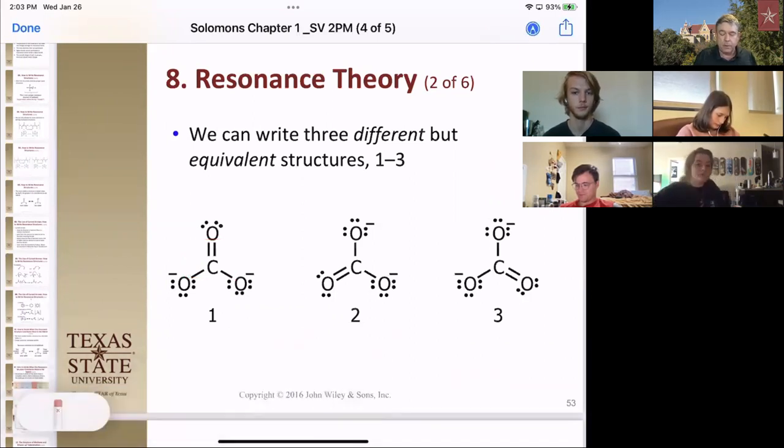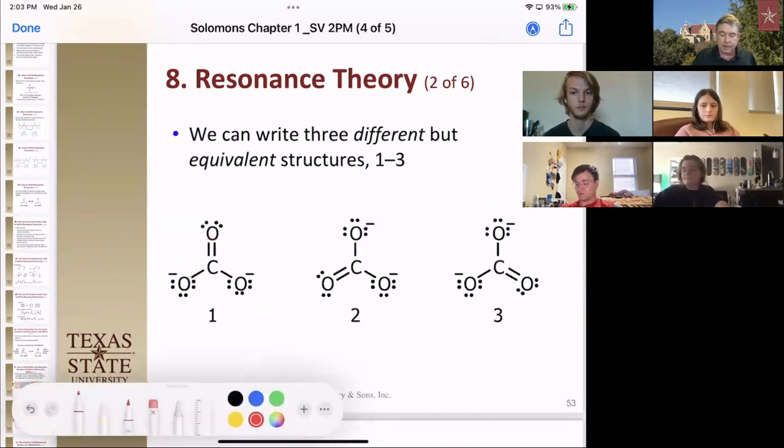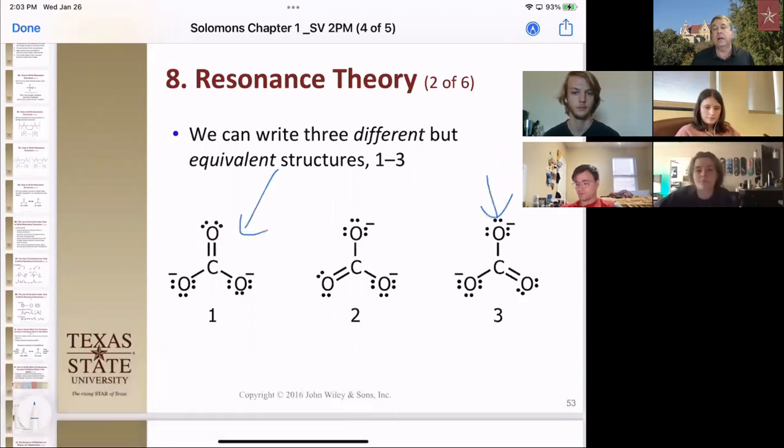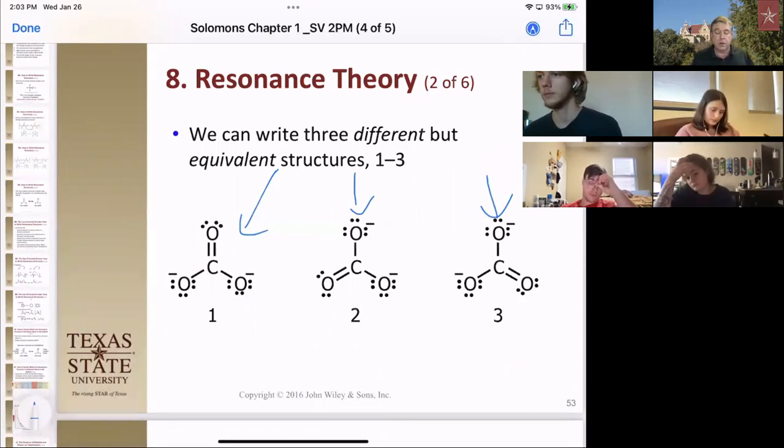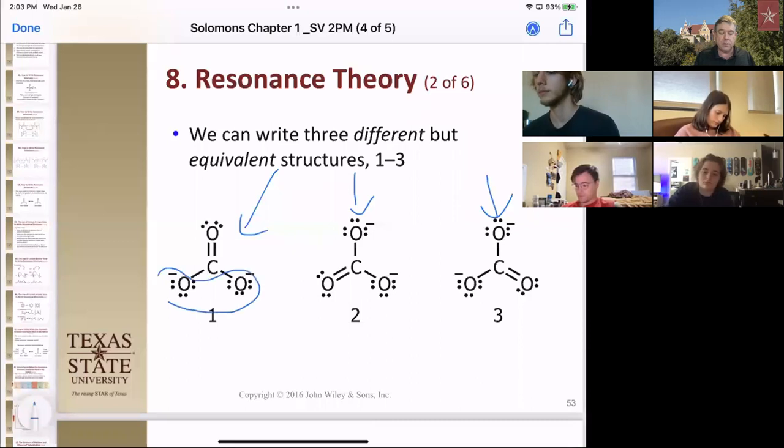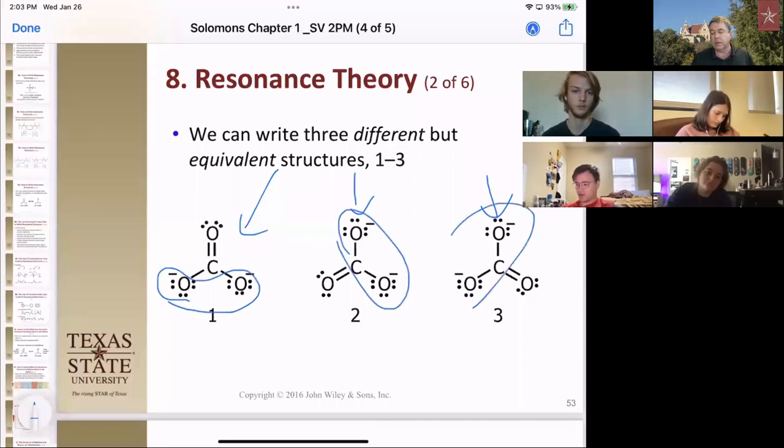So now, let's say the right side of the class drew this one, the left side of the class drew that one, and the center of the class drew that one. Who's right? Well, everybody, because all 3 are correct Lewis dot structures. There's no reason why it has to be these 2 oxygens that have charge, or these 2 oxygens, or these 2 oxygens.